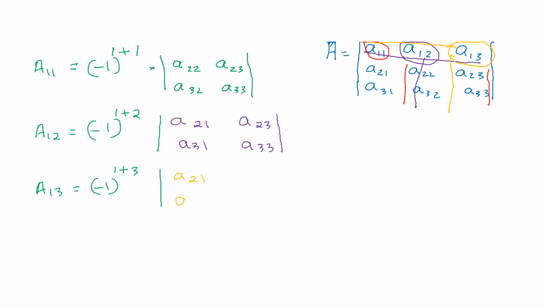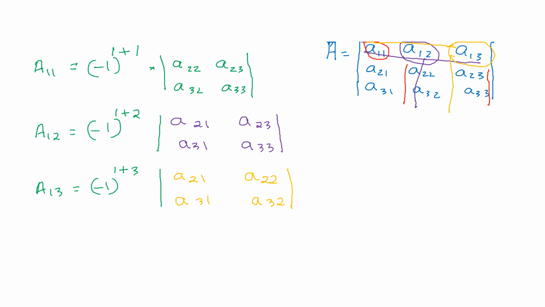A21, A31 into A22, A32. Okay, so like this it goes. One more let me write, so then you can generalize it.